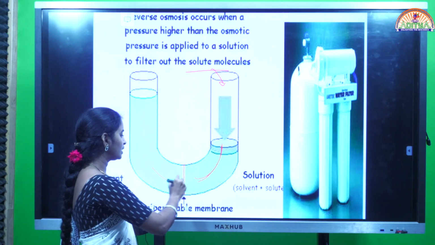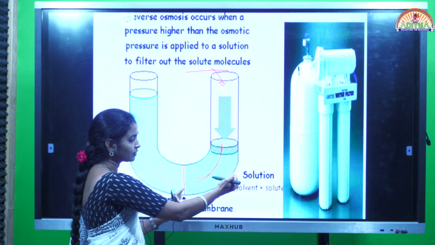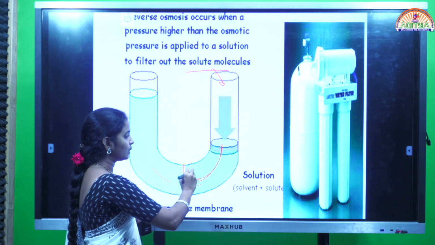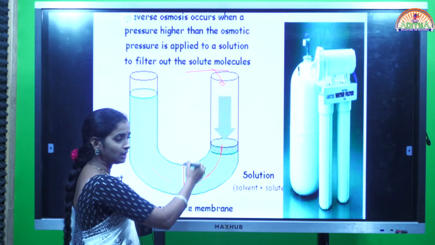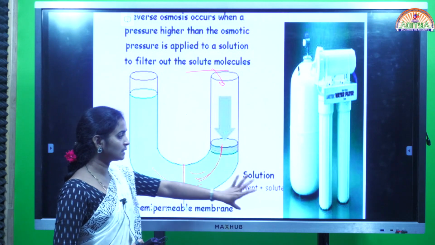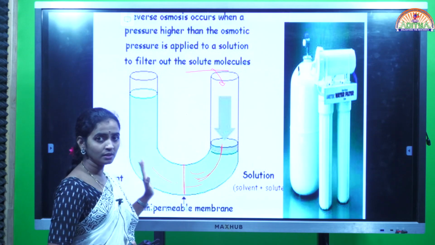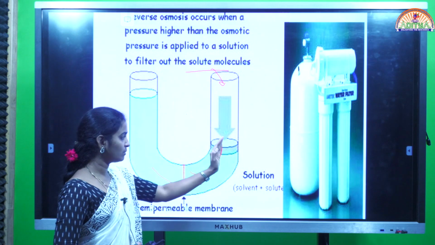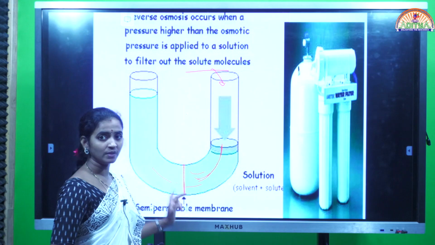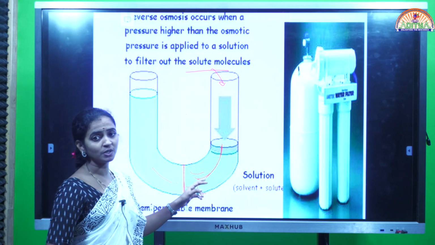So finally we can collect only the purified water on one side of the membrane. On the other side, the solute particles will be stopped and accumulated. In osmosis, what happens? This is the solution having the higher concentration, and this side has no solute molecules, so the lower concentration. From here to here the molecules would move through the semi-permeable membrane. That is osmosis. But that process does not take place here, and reverse osmosis occurs.